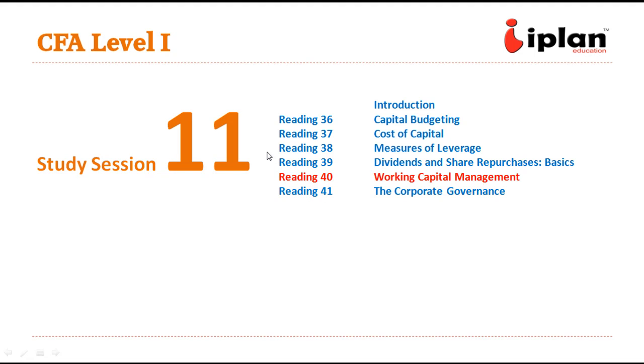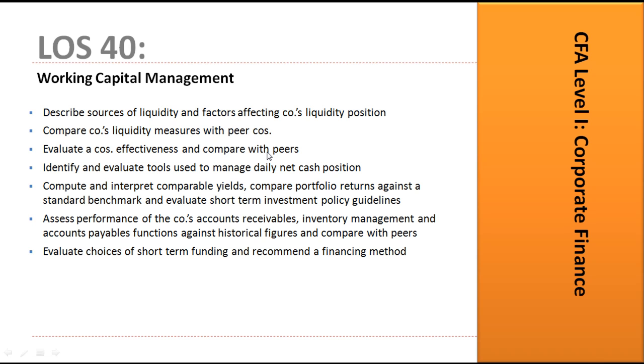Let us start with reading 40, which is working capital management. Here we'll study various sources of liquidity and the factors that affect the company's liquidity. We'll compare the liquidity measures with peer companies, evaluate a company's effectiveness and compare it with peers. Then we'll look at the tools which are used to manage daily net cash position.